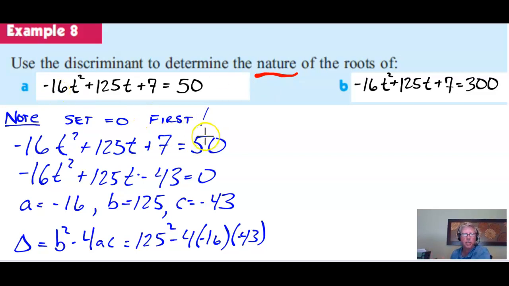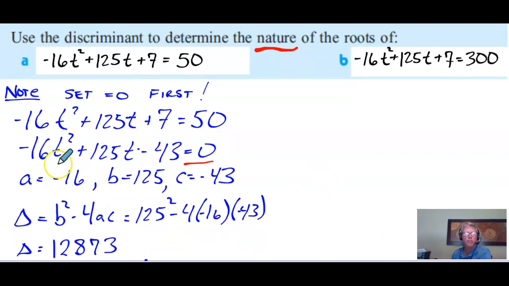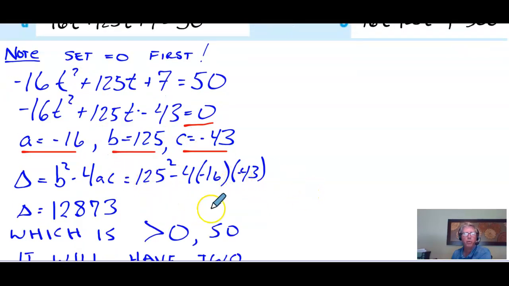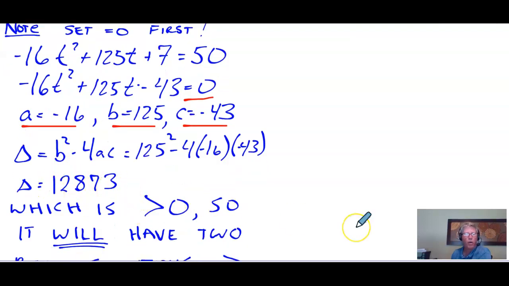So let's look at this example. First thing you want to make sure is you get it equal to 0. You've got to have it equal 0. Let me emphasize that real quick. This is important. We need to have it equal 0. Therefore, we can identify our A, our B, and our C. We plug that into our discriminant, and we get a crazy number, 12,873, one of my all-time favorites.